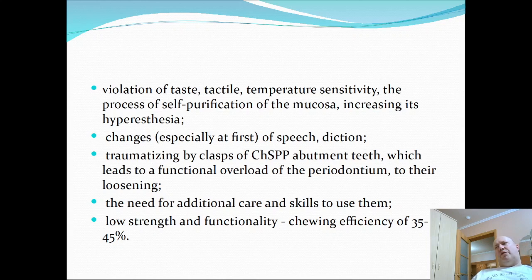Traumatizing of the abutment teeth by the clasps of partial removable dentures, which leads to a functional overload of the periodontium and their loosening. And the need for additional care and skills to use them. Low strength and functionality, chewing efficiency about 45%.